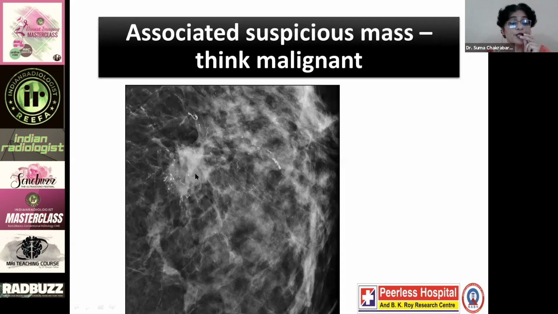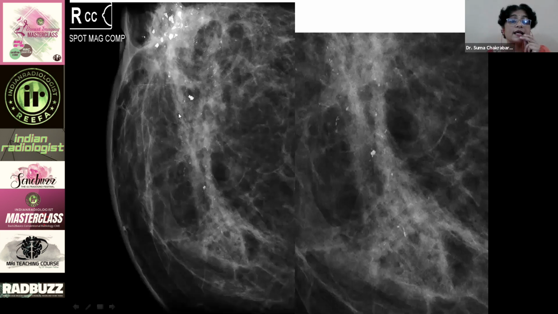Also, if calcification is associated with the mass like it is here, which looks worrying, then you have to consider the calcification is malignant. Similar here, some coarse heterogeneous and some fine pleomorphic calcification in a large area, which is all abnormal and malignant.